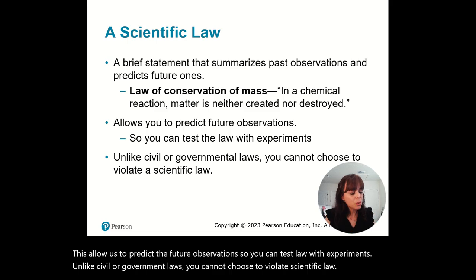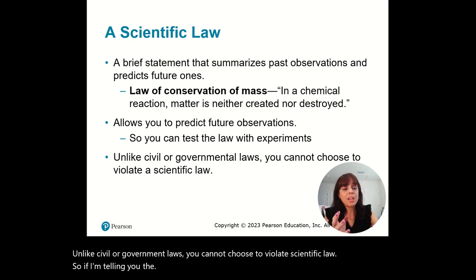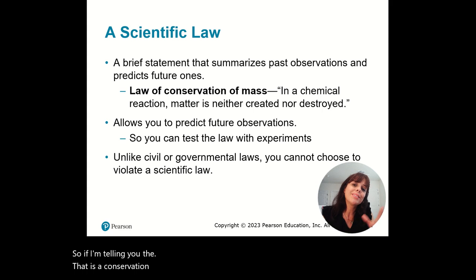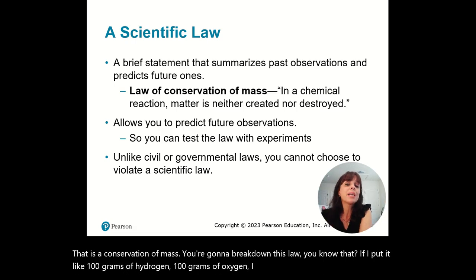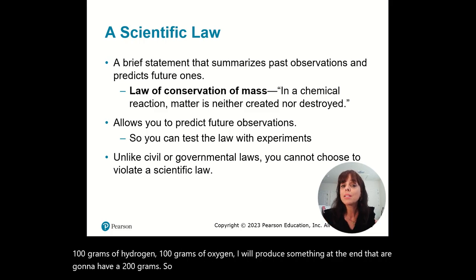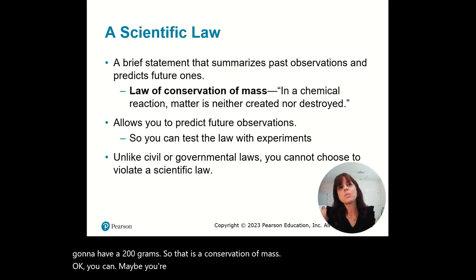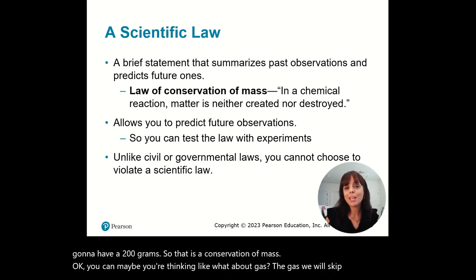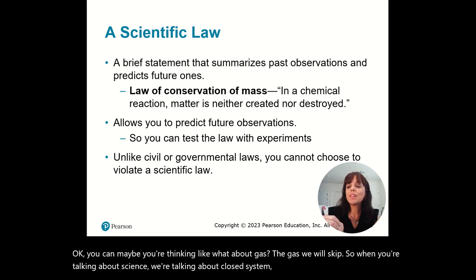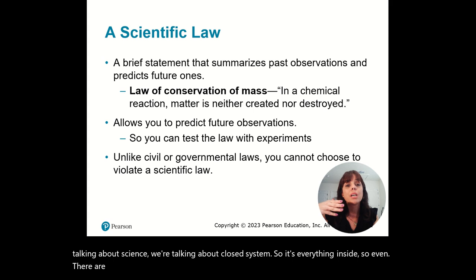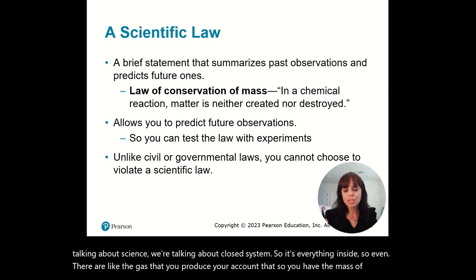So if I'm telling you that is the conservation of mass, you're not going to break this law. You know that if I put 100 grams of hydrogen and 100 grams of oxygen, I will produce something at the end that is going to have 200 grams. So that is the conservation of mass. Okay, maybe you're thinking, oh, what about gas? The gas we will skip. When we're talking about science, we're talking about a closed system. So it's everything inside, even the gas that you're producing, you account for that. So you have the mass of that. Okay, so that is the conservation of mass.